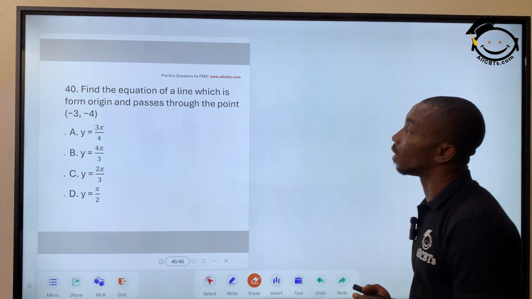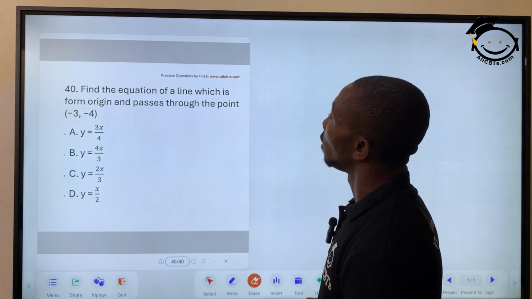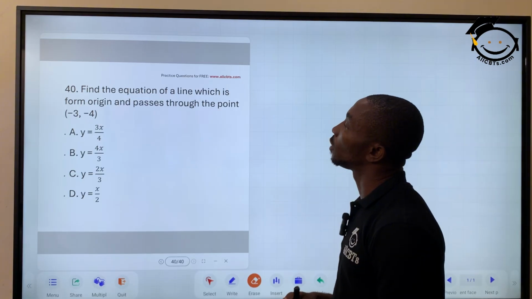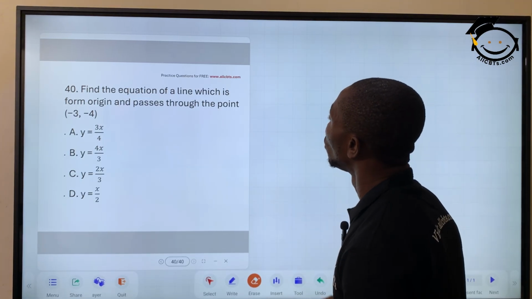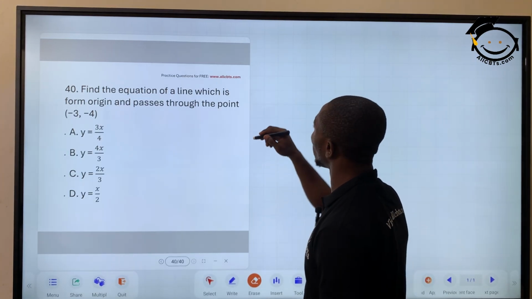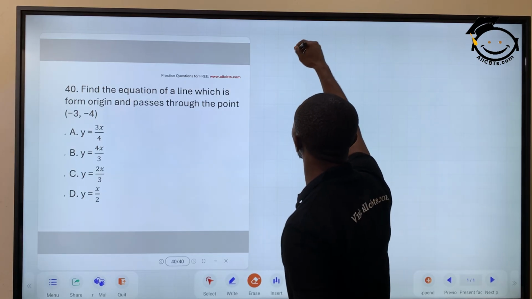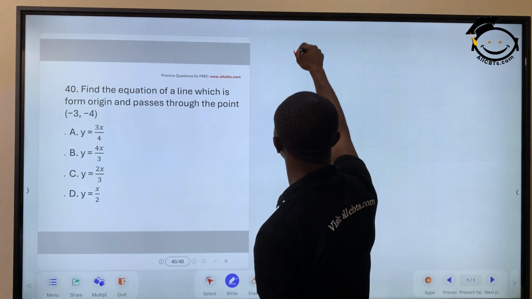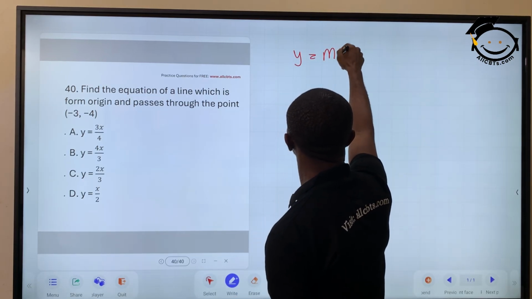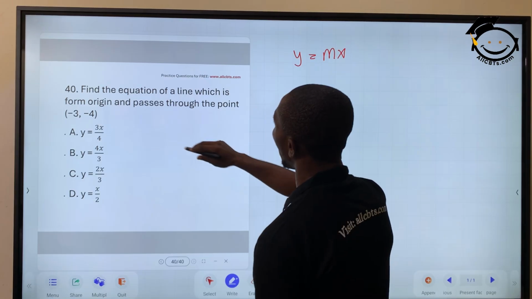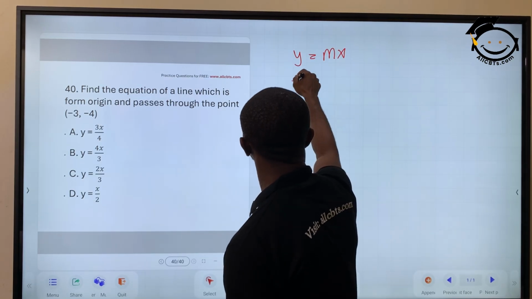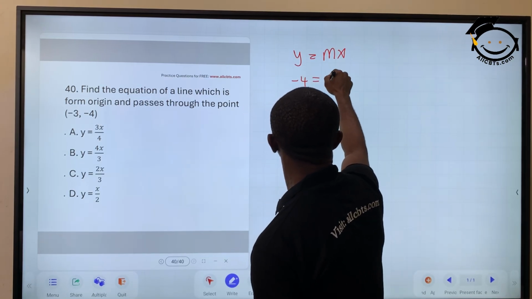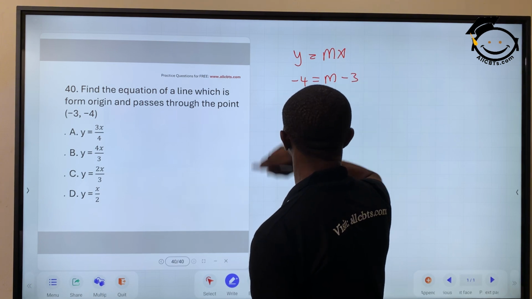Find the equation of the line which is from origin and passes through the point -3, -4. So since it's passing through the origin, y equals mx. And from here, the value of y is -4 and the value of x is -3.